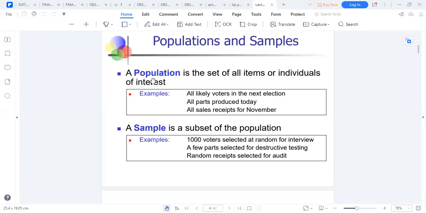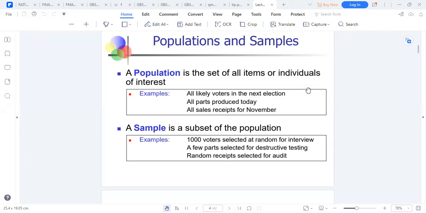For instance, out of the whole list of voters, out of all the parts that were produced today, we want to just select a few damaged ones. Out of all the receipts, we want to select a few for an audit.